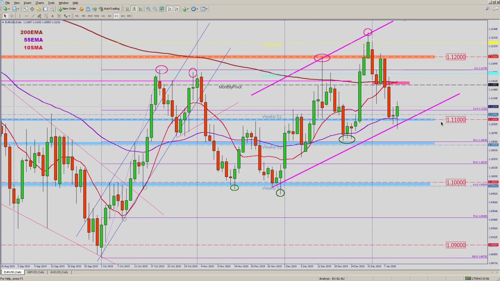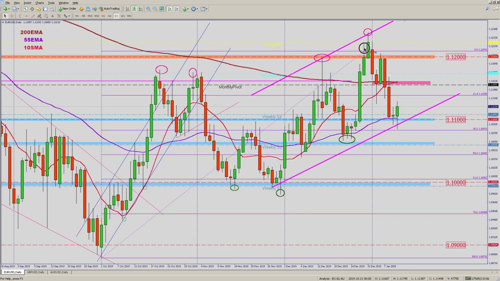So support is still at the 111 area, and interim resistance now is at the monthly pivot at 111.55, along with the daily 200 EMA. But above that, that's the key resistance at 112.